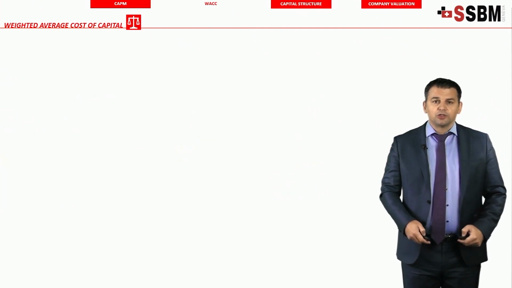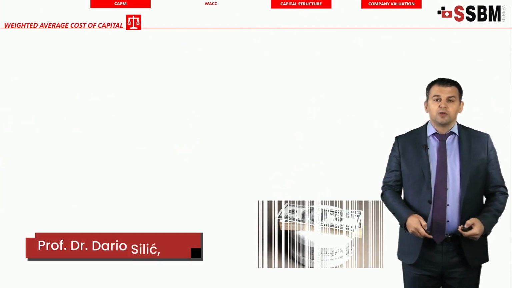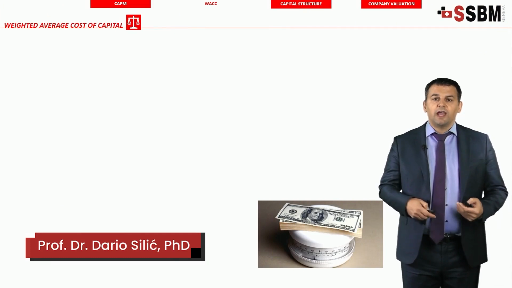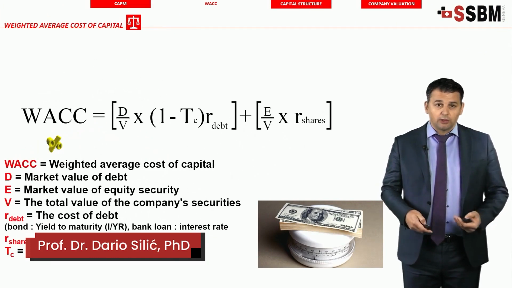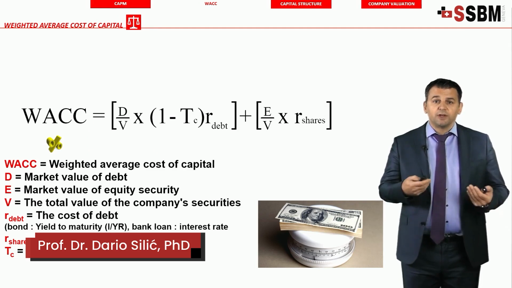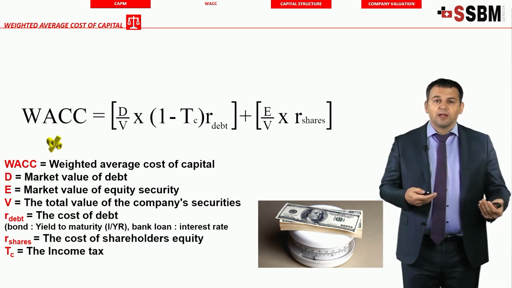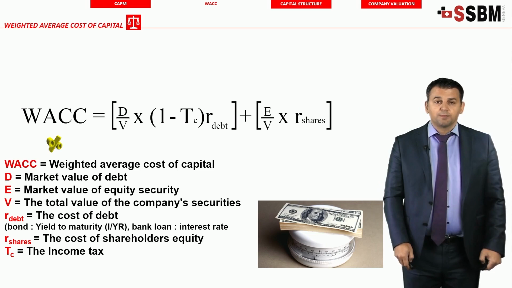The weighted average cost of capital, or WACC, represents a firm's average cost of capital from all sources, including common stocks, preferred stocks, bank loans, bonds, and other forms of debt or equity securities. Let me explain the components of the WACC formula.